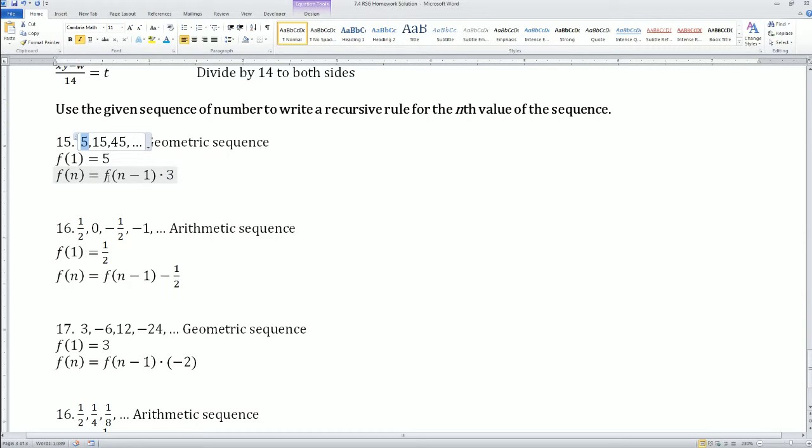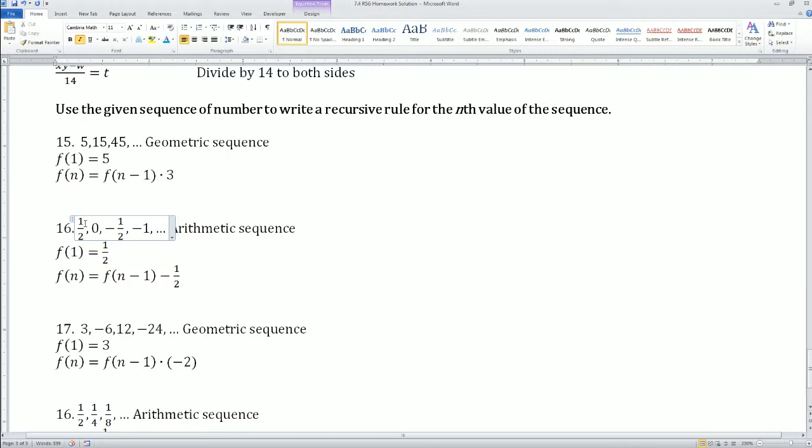First term is 5. Okay, here is the recursive. The previous term is going to be multiplied by 3. That's how you get the next term. 5, what's the previous term? 5 times 3 is 15. How do you get the next one? The previous term was 15, times that by 3.